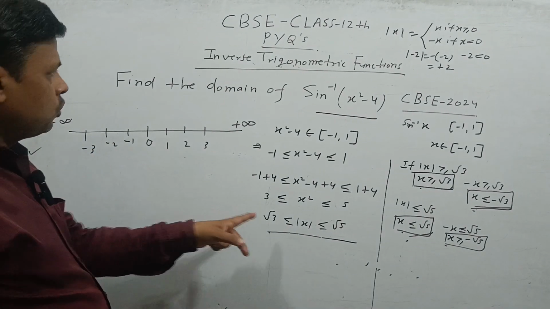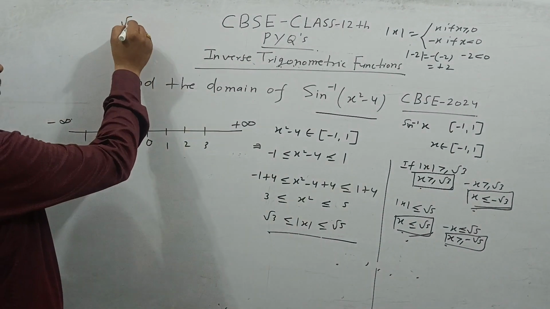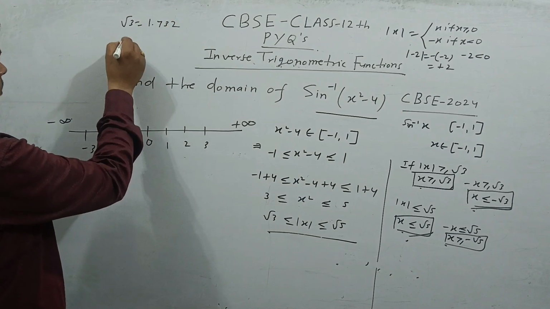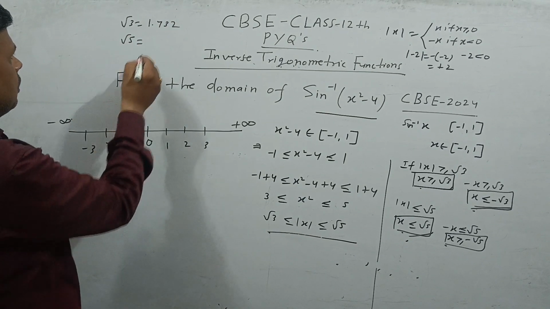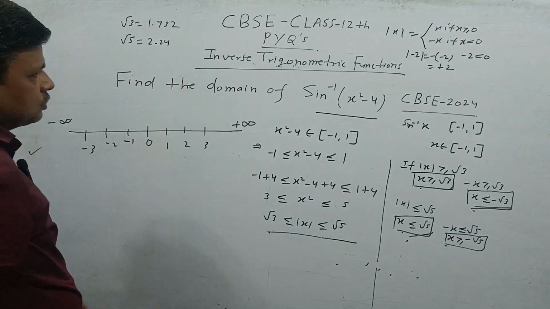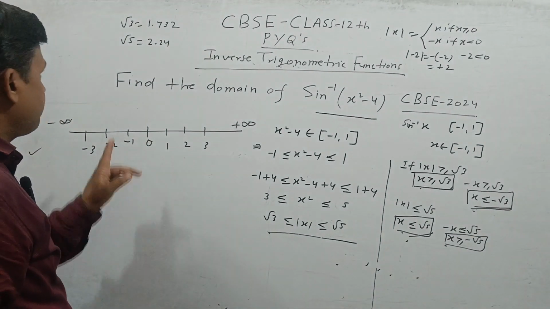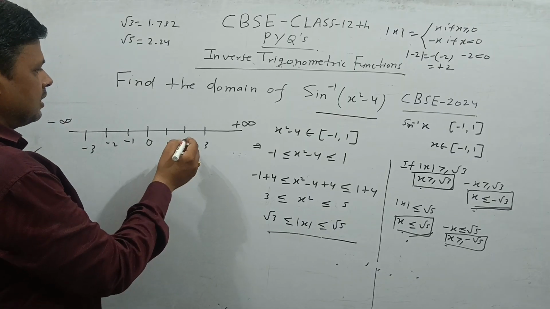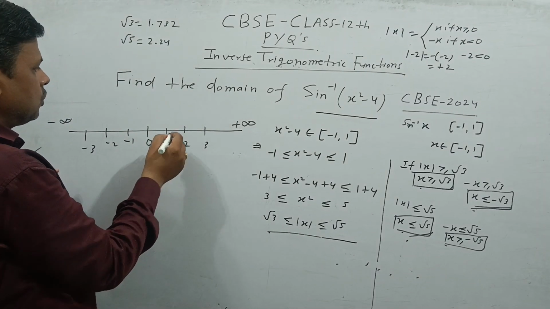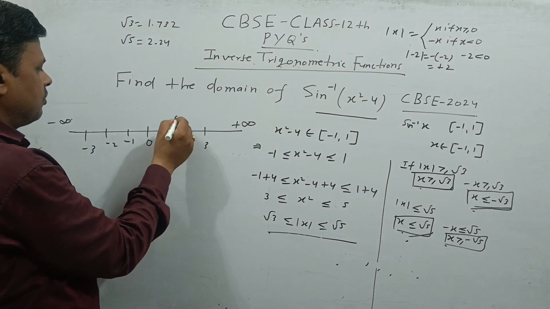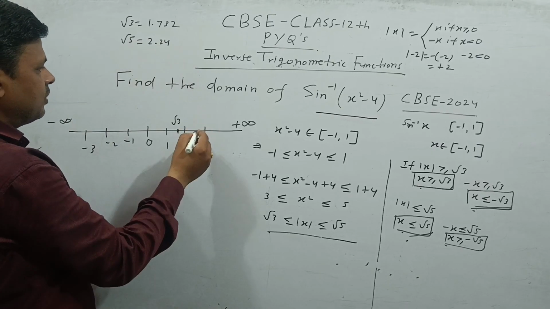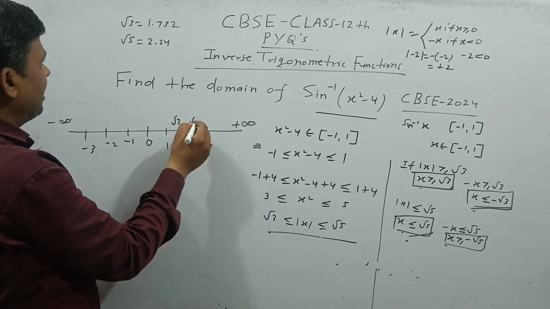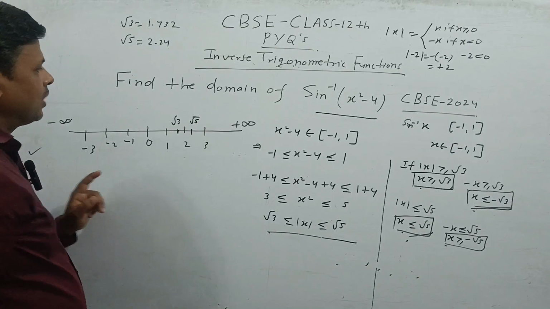Okay, so you know what root 3 is? The value of root 3 is approximately 1.732, and the value of root 5 is approximately 2.24. So where is root 3? It is 1.732. It will lie in this way, root 3. And where is root 5? It will be here. It is root 5, which is approximately 2.24.